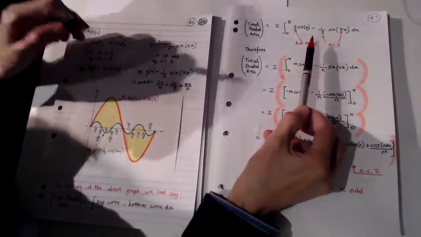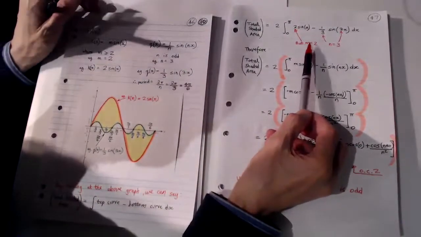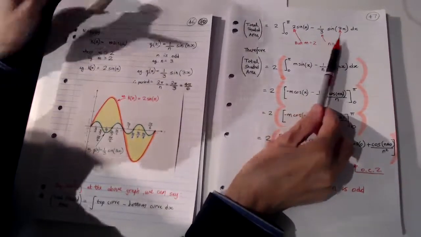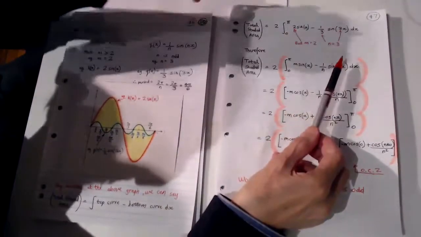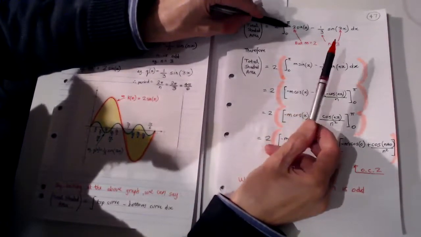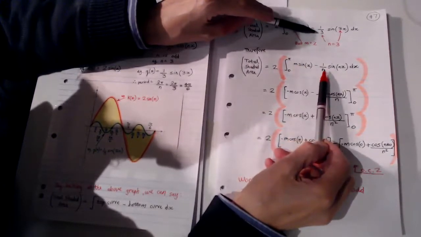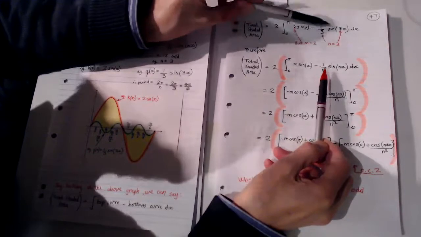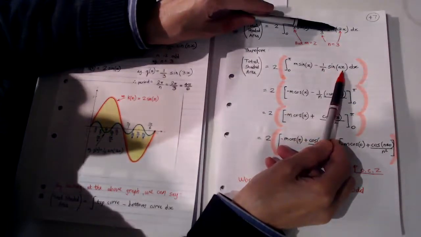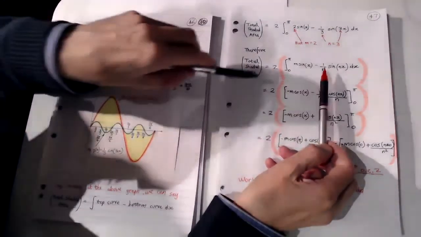Now, because we know that m equals 2 and n equals 3, wherever there's a 2, you replace it with m, and wherever there's a 3, you replace it with n. Then we continue on with our calculus.